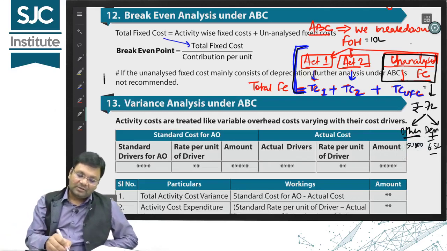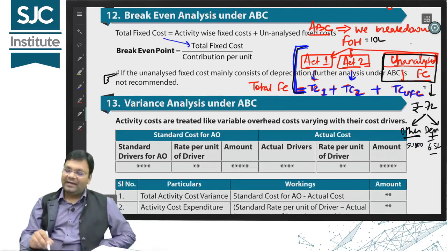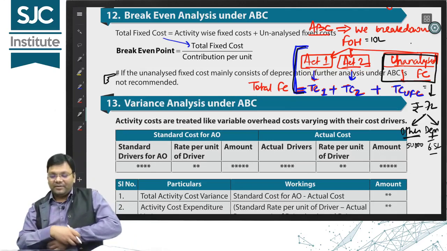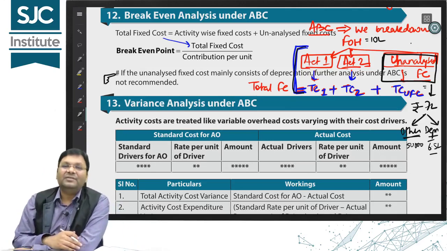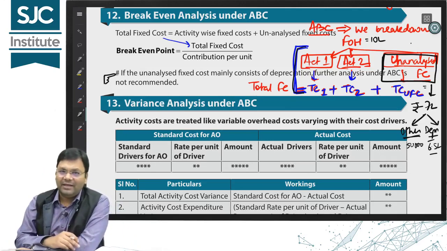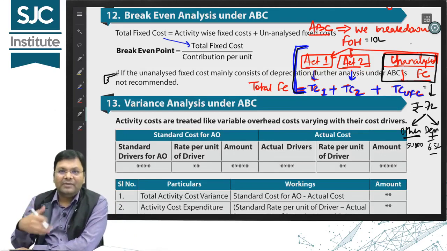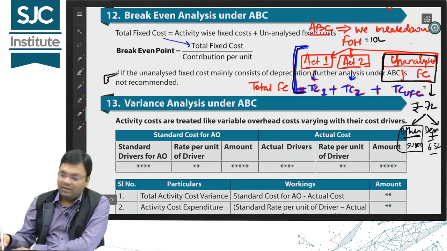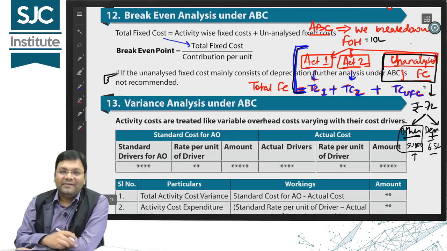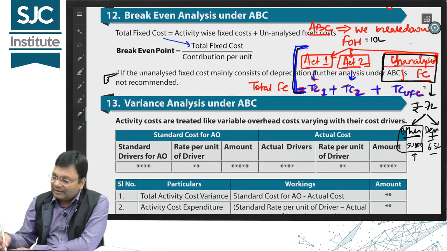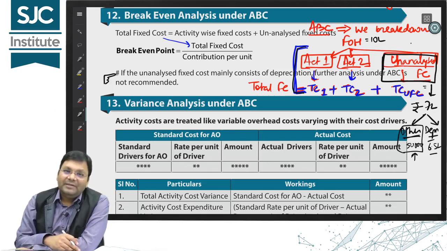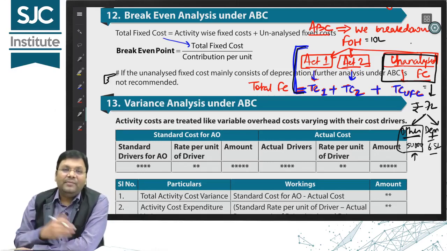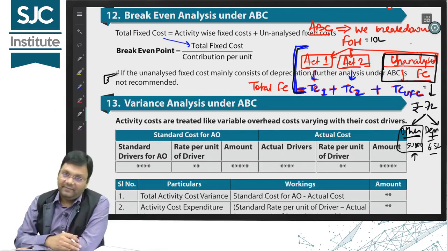So that point is also written over here. If you read, if unanalyzed fixed cost mainly consists of depreciation, further analysis under ABC is not recommended. In short, I have written in one line, but in the question you will have to explain more about what will happen if you are analyzing this further into different activities. The savings from this other activity may not be so much that you will be able to recover the cost of implementing ABC.